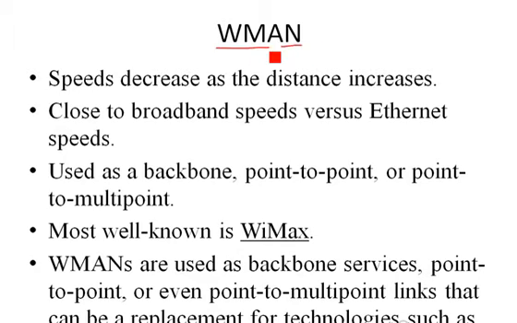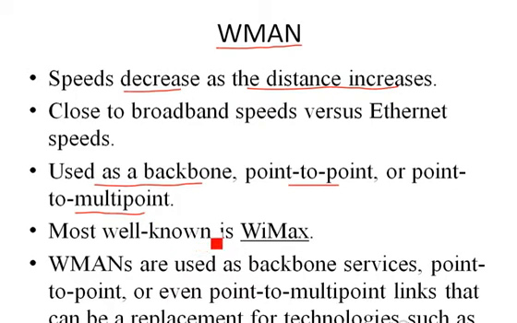Another topology is WMAN, wireless metropolitan area network. Here we have one problem in wireless: speed decreases as the distance increases. Because we have more distance here, the speed will be decreased, close to broadband speed versus Ethernet speed. Wireless MAN is used as a backbone, point to point or point to multi-point.